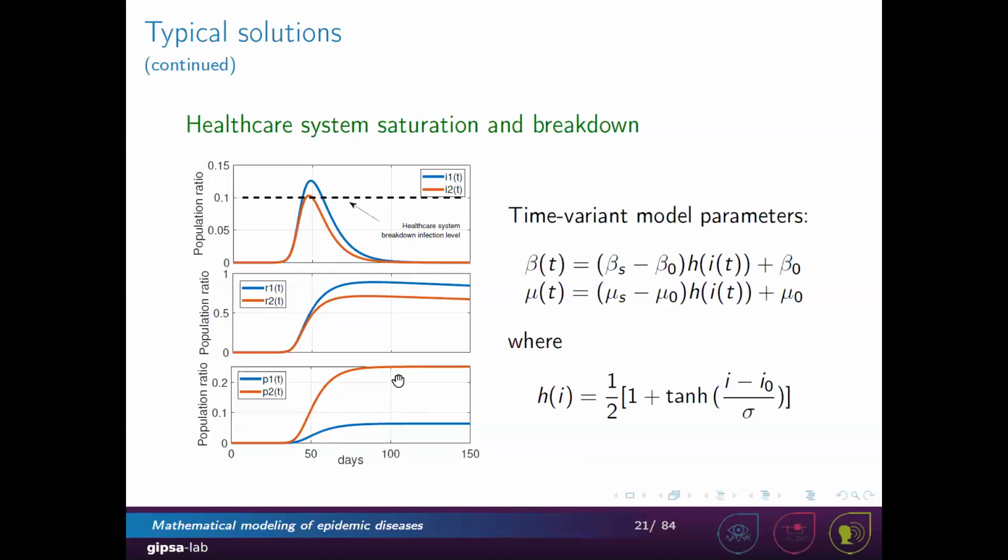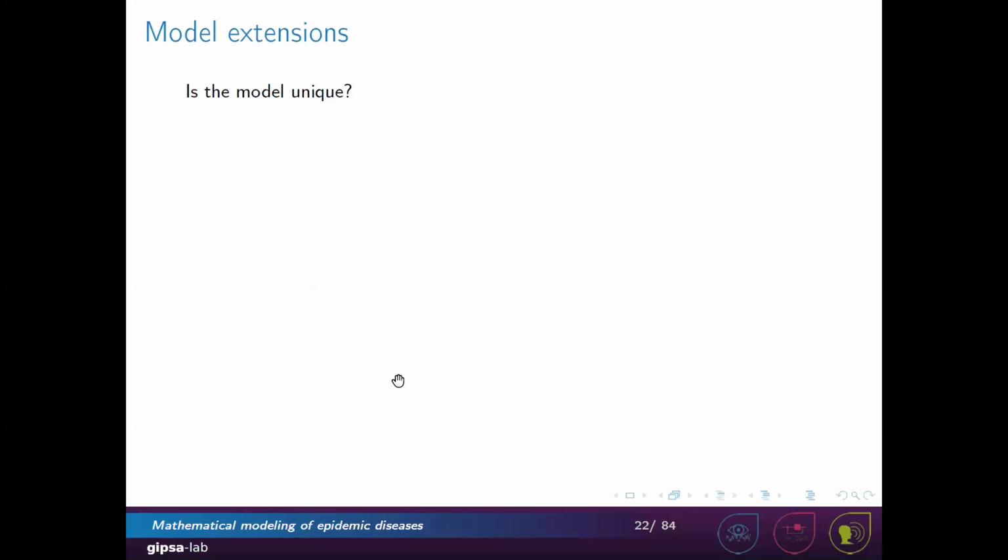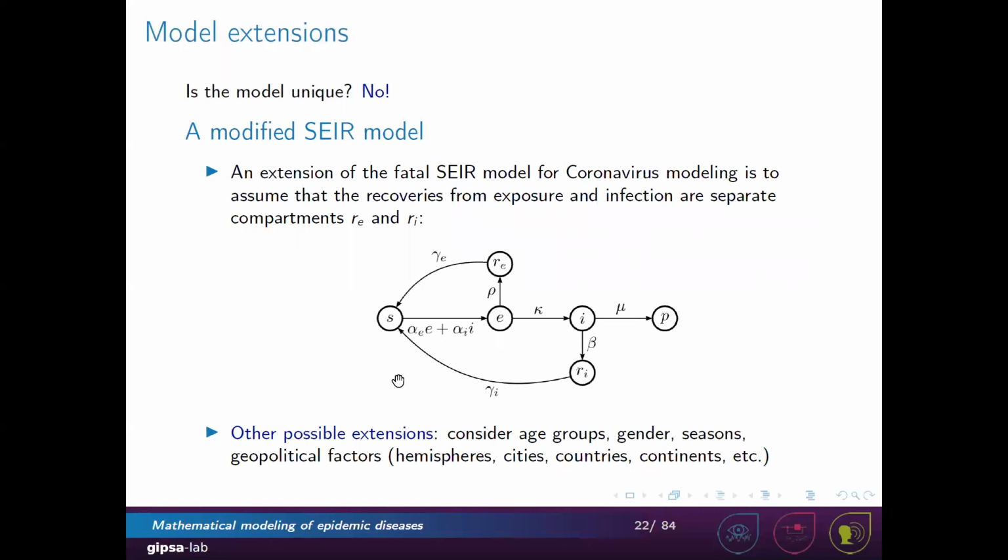Okay. A question that we can ask at this point is whether these models are unique. The answer is no, actually. We can have many, many models. I will just show you one example of an extension of the SEIR model that we just saw. This is actually a very practical case.